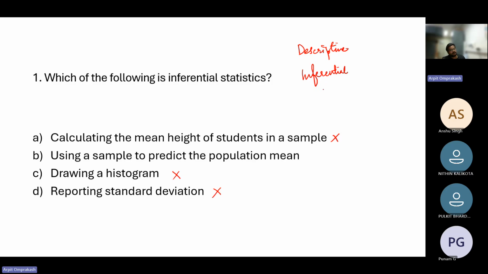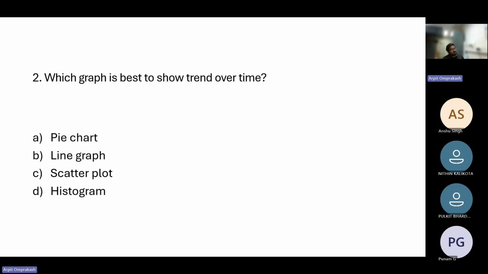Inferential statistics is when we calculate values in a sample and try to extrapolate that to the population or predict patterns in the population. So the answer here will be option B, which people have also pointed out. The next question is, which graph is best to show trend over time? A, pie chart, B, line graph, C, scatter plot, or D, histogram? What do you guys think is the answer here? The answer here is clearly B.